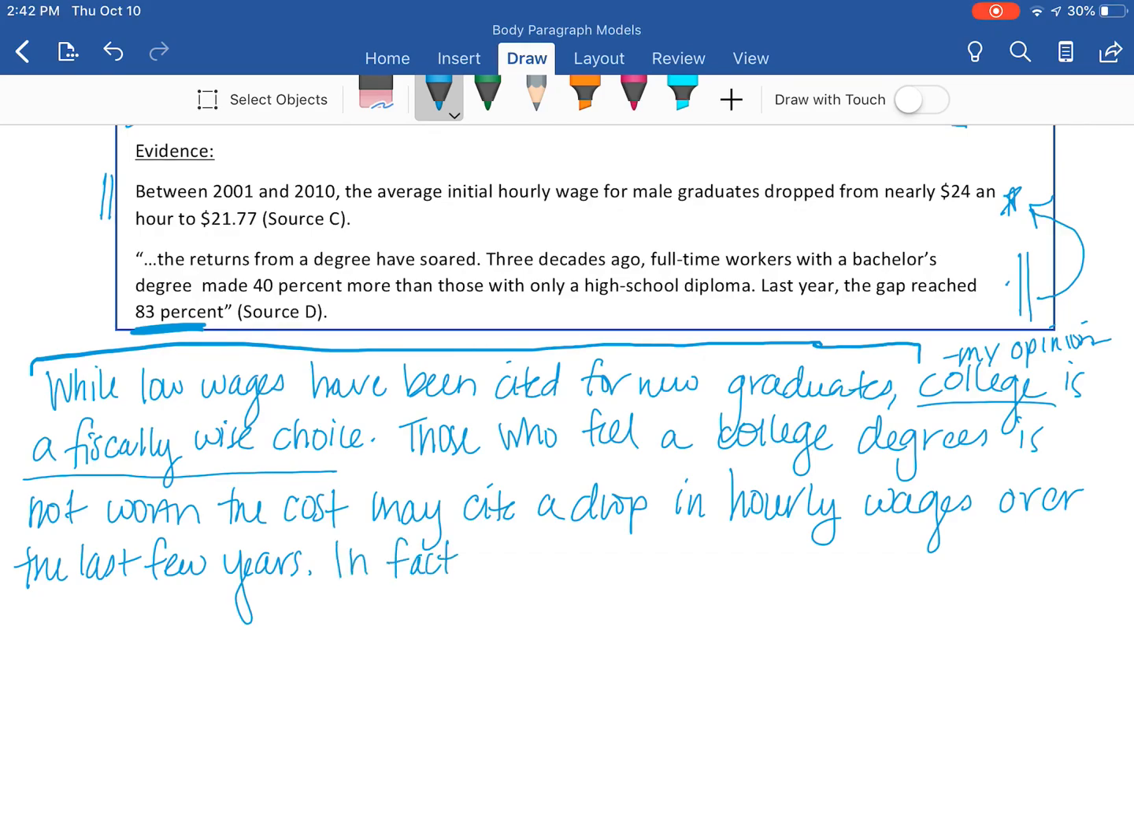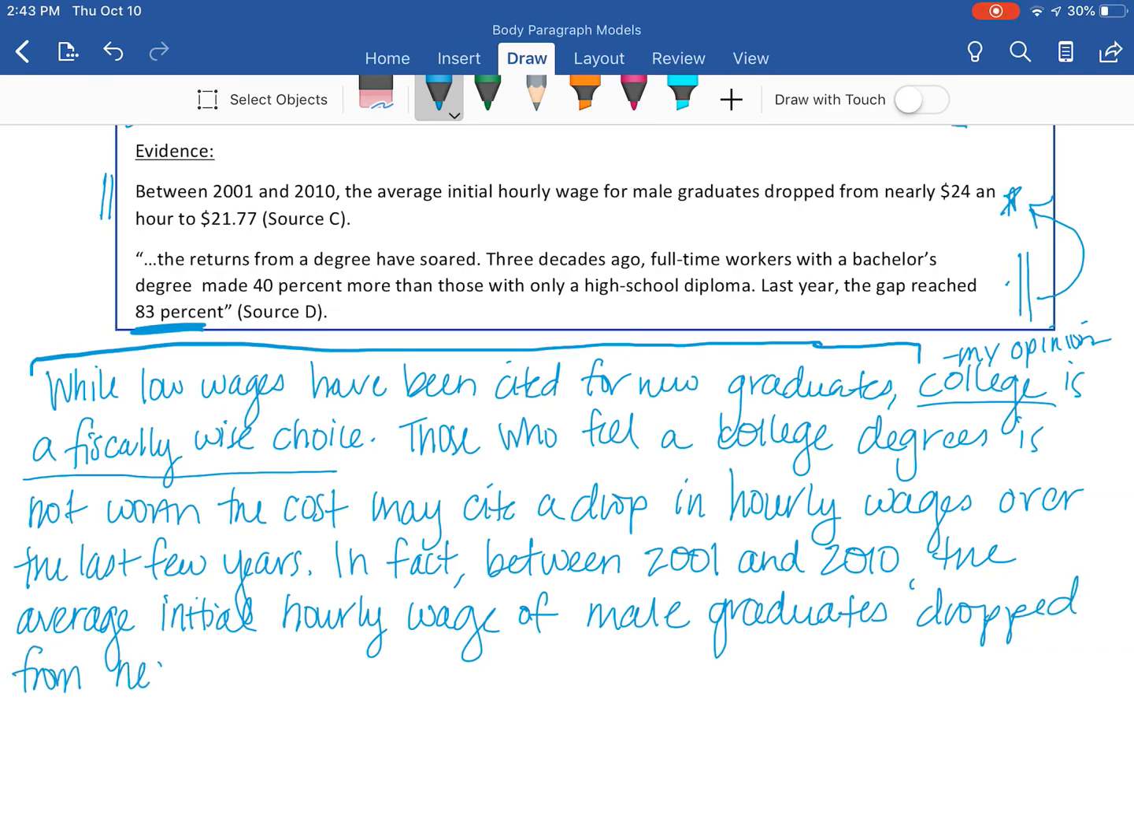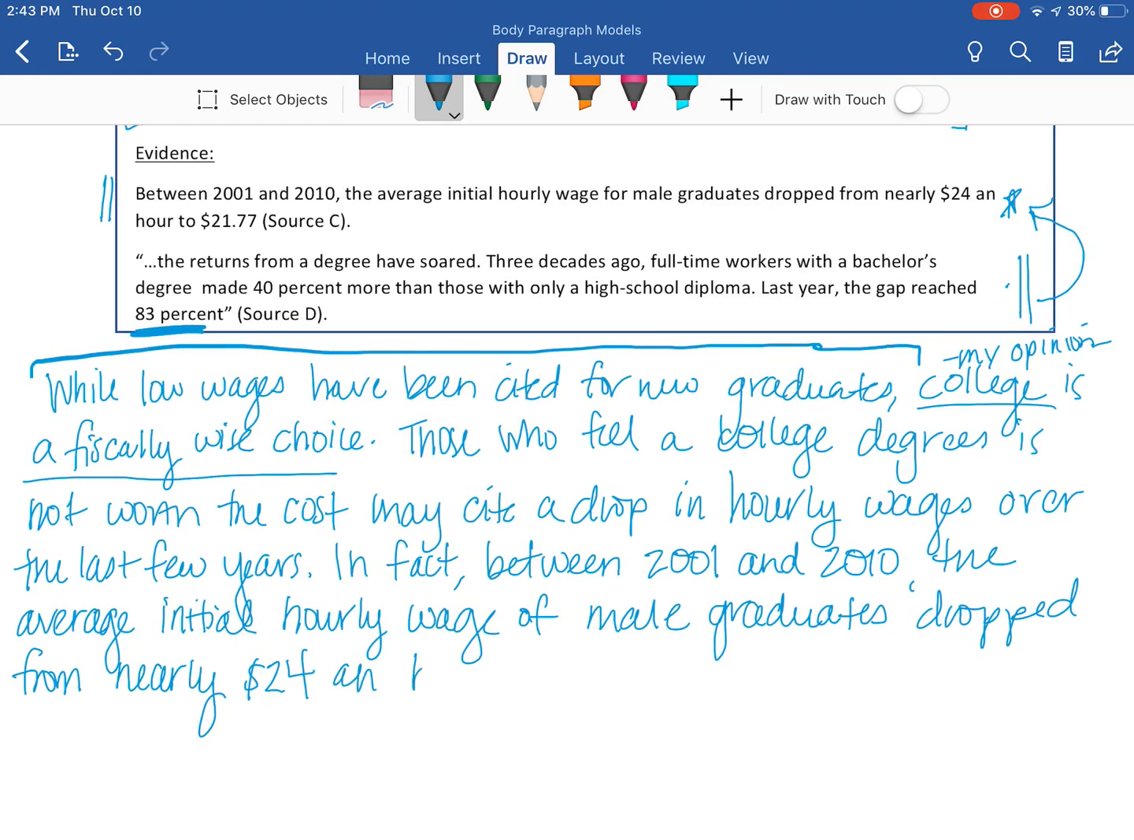In fact, using a transition word, between, and here I'm entering my evidence, 2001 and 2010, the average initial hourly wage of male graduates dropped from nearly, and like I said, I'm just bringing exactly down what I have because it's already paraphrased, from nearly $24 an hour to $21.77. Now remember, the instructions told me that I need to cite my sources, so I'm going to put them in parentheses after. So I have one source.